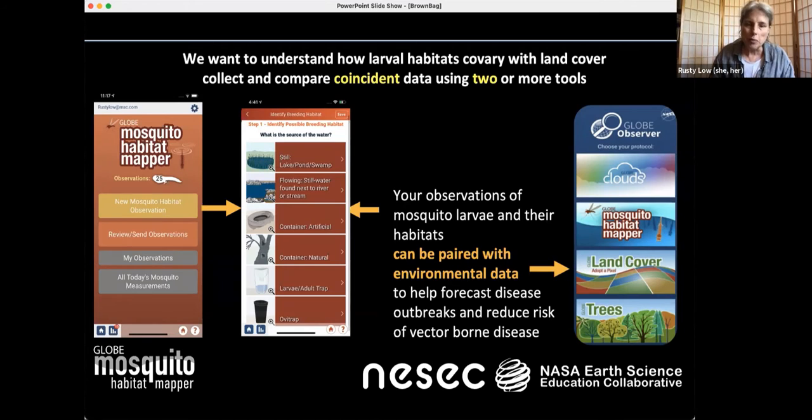So the one thing that we wanted to say here is that when we're doing this challenge, we're going to be using two tools. We're going to use the Mosquito Habitat Mapper, because there you're going to say, where is the source of the water? And the water could be something natural, like a lake or a pond or a swamp, or it could be something like a container, like an old tire or a flower pot. But we can pair these observations with environmental data, and this is going to improve the models that scientists are doing. And this is an area where research is just beginning. So it's really kind of cool that we're in this place able to do this.